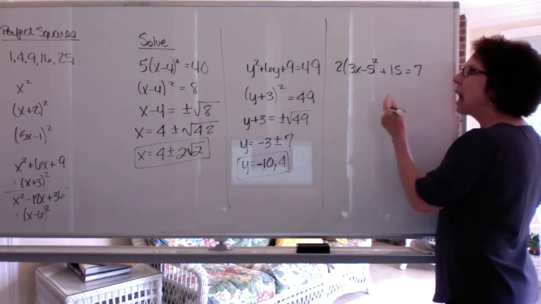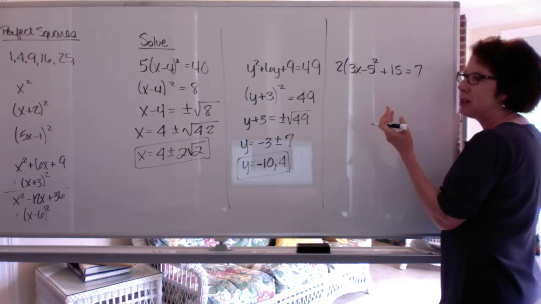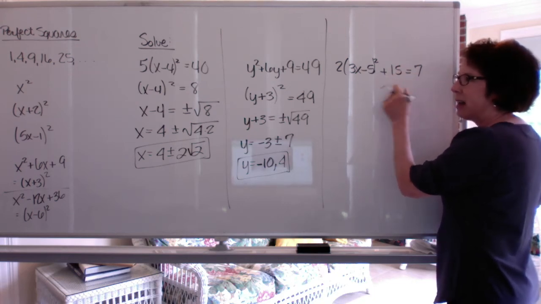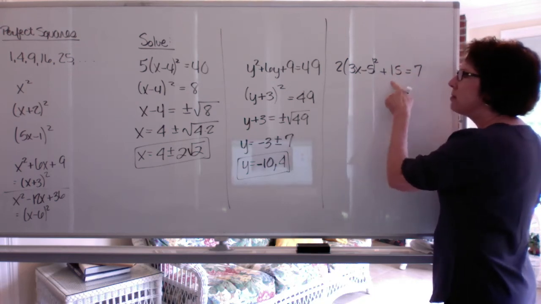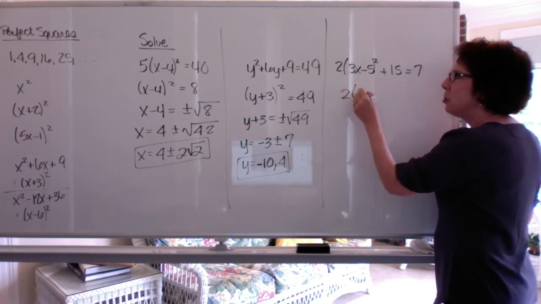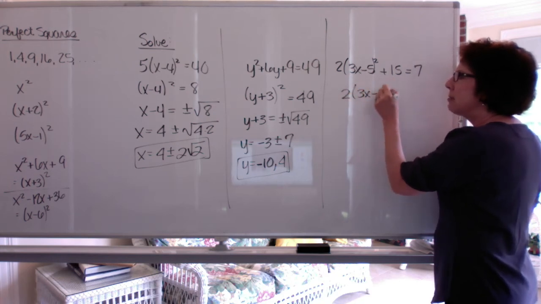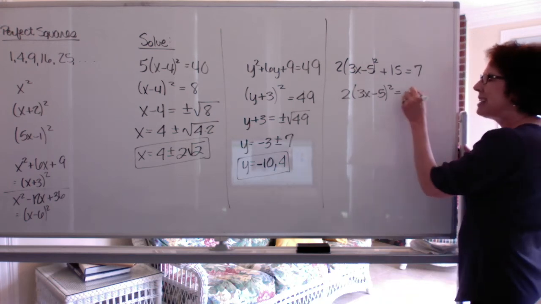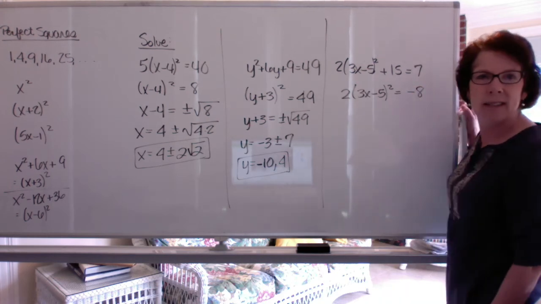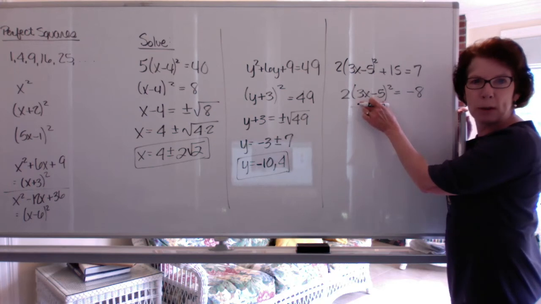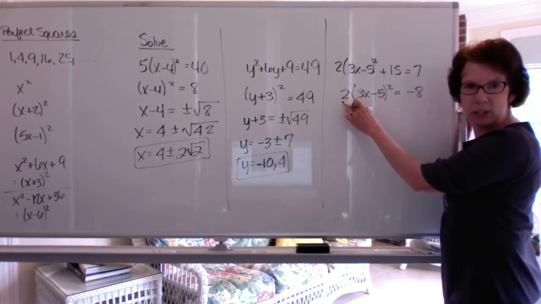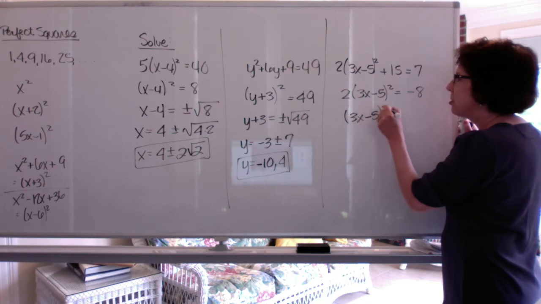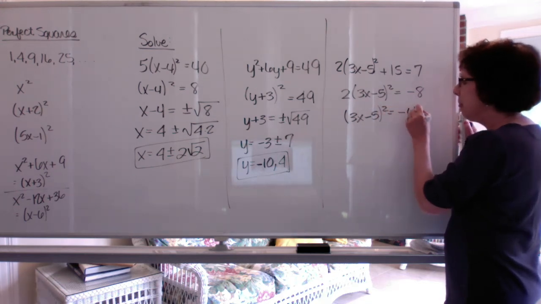So, first thing I would do in any equation is I'm going to first add or subtract to get rid of this addend. So I'm going to go ahead and subtract 15 from both sides. So I have 2 times 3x minus 5 squared equals, well, 7 minus 15 is negative 8. The next step to isolate my binomial squared is to divide by 2. So I'm going to now have 3x minus 5 squared equals negative 4.